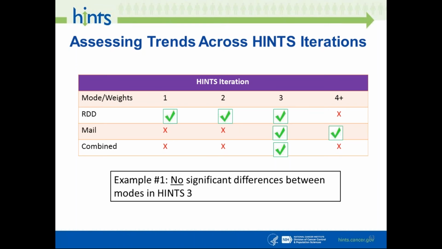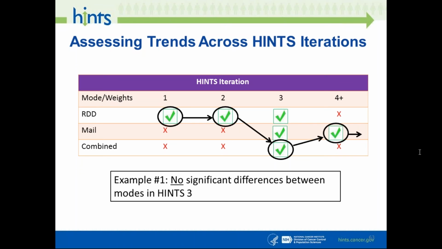It's actually larger, so that's good. And of course, HINTS 4 plus only uses the mail weights. So we have this nice way of connecting. The only difference here is we're going to use the combined weights for HINTS 3 and then the mail weights going forward. So now we have this nice trend over time.